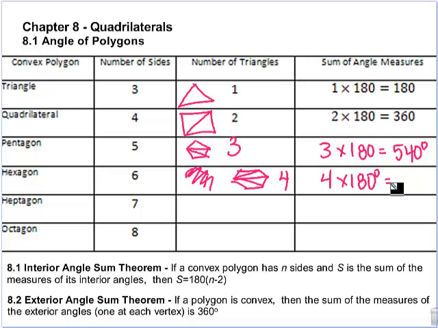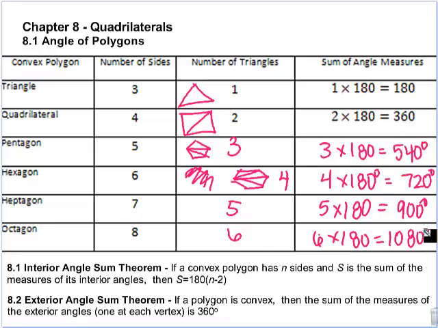You sounded hesitant about that. Okay. Are we seeing a pattern here? Yes, we're seeing a pattern. So the number of sides, how do we relate the number of sides to the number of triangles? It's 2 less. Okay? So if we have a heptagon, which is 7 sides, how many triangles? We would do 5 triangles. If we have an octagon, which has 8 sides, we would do 6 triangles. So to find the sum of the measures, here I would take 5 times 180, which is 900 degrees. For an octagon, I would take 6 times 180 at 1,080 degrees.